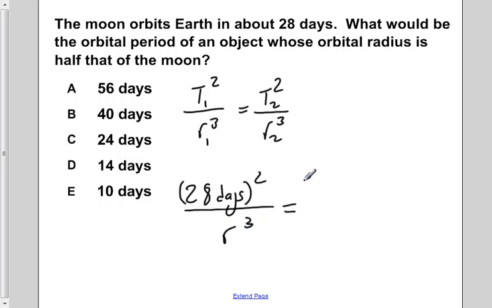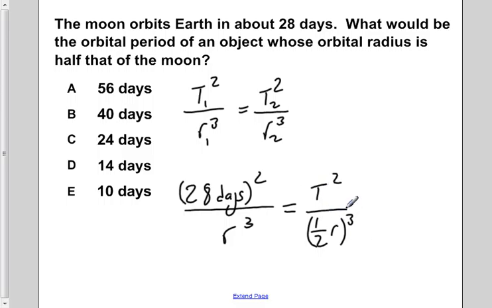Now for this hypothetical planet, moon, whatever it is that's orbiting, we're going to give it a period of T, because this is what we're trying to solve for. We want to know what orbital period this object will have. And we're told that it's at 1/2 the radius of the Moon. So it's 1/2 r, that entire thing cubed.